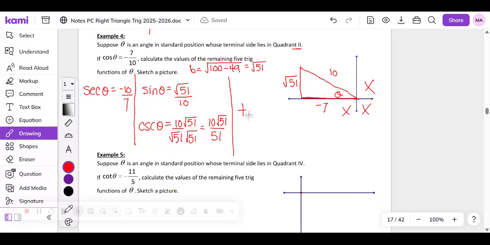And then for tangent, it's opposite over adjacent, so root 51 over negative 7. Again, I like to attach that negative to the numerator. For cotangent, it will be the reciprocal, meaning negative 7 over root 51. And once again, you need to rationalize that. So we've got to multiply by root 51 over root 51, which will give us negative 7 root 51 over 51.